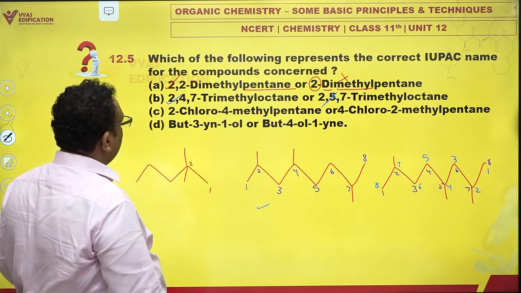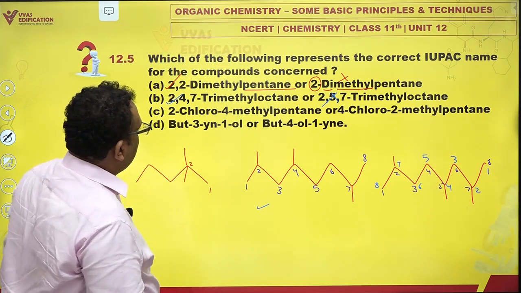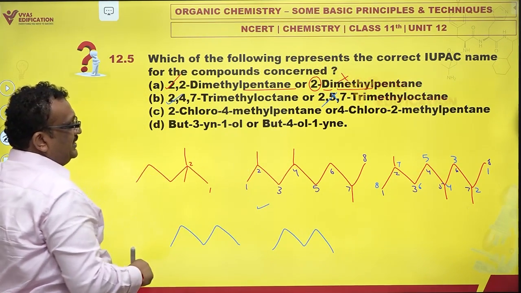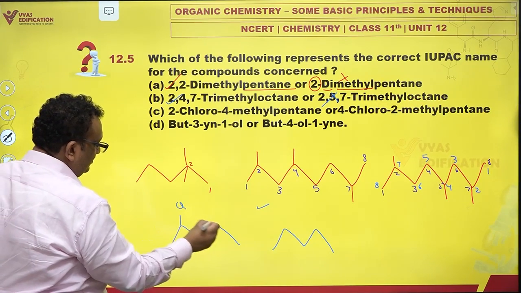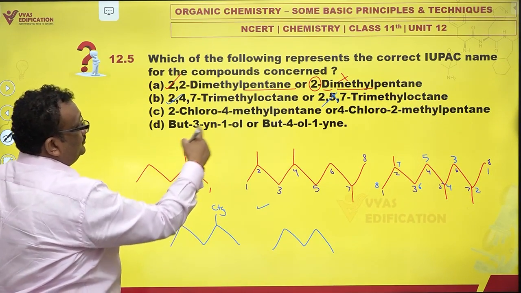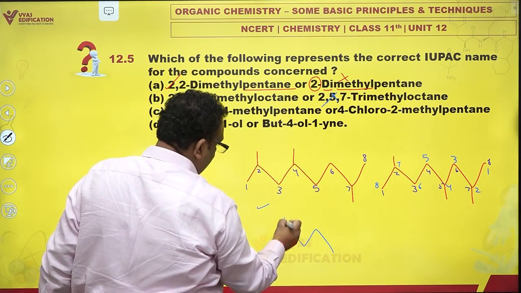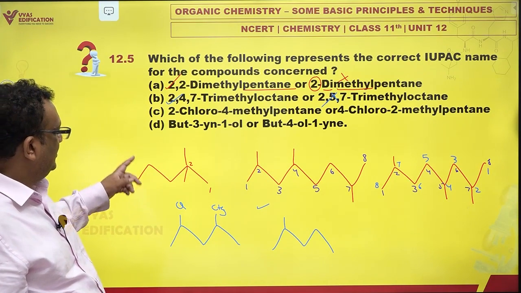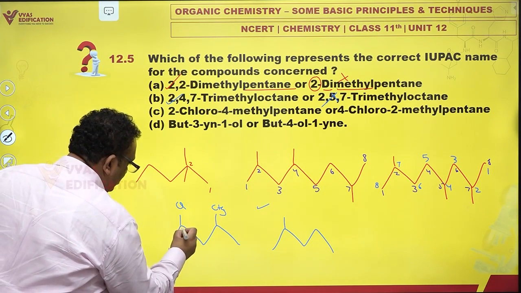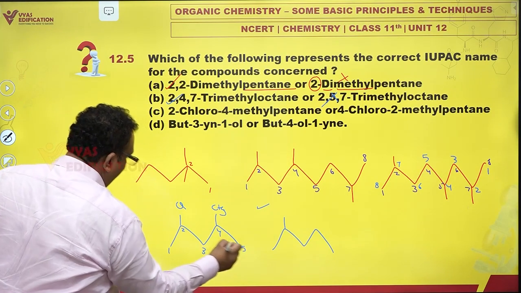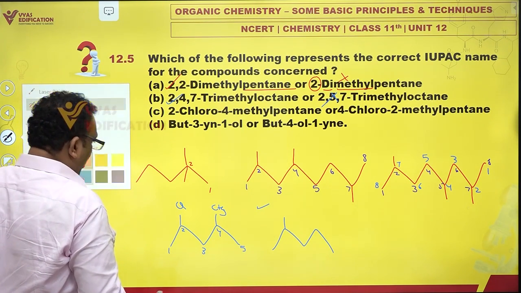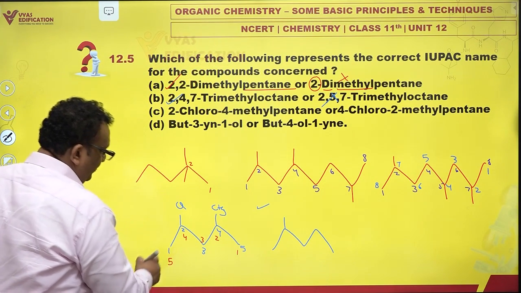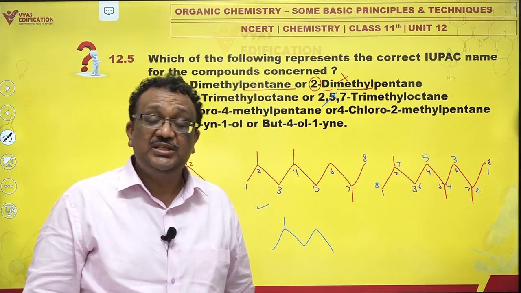The third option: 2-chloro-4-methyl pentane. So let me first draw pentane for you. This is pentane. I am drawing two pentanes. 2-chloro-4-methyl or 4-chloro. So what would be the way in which I number this? Should it be 1, 2, 3, 4, 5, or should it be opposite, 1, 2, 3, 4 and 5? The blue numbering or the red numbering, which is the correct one?